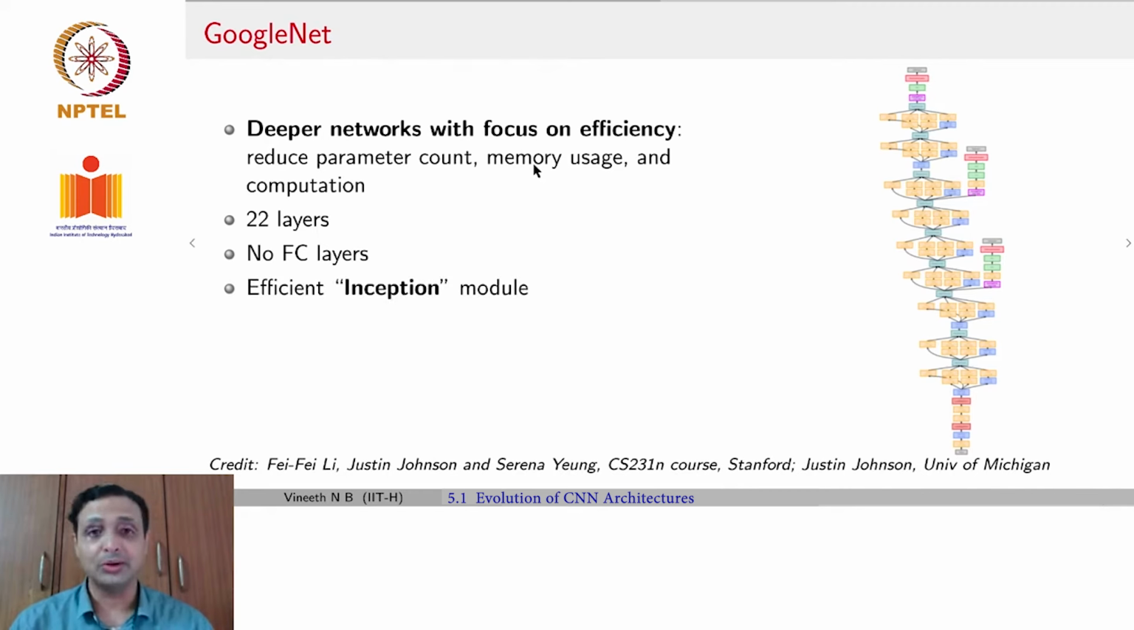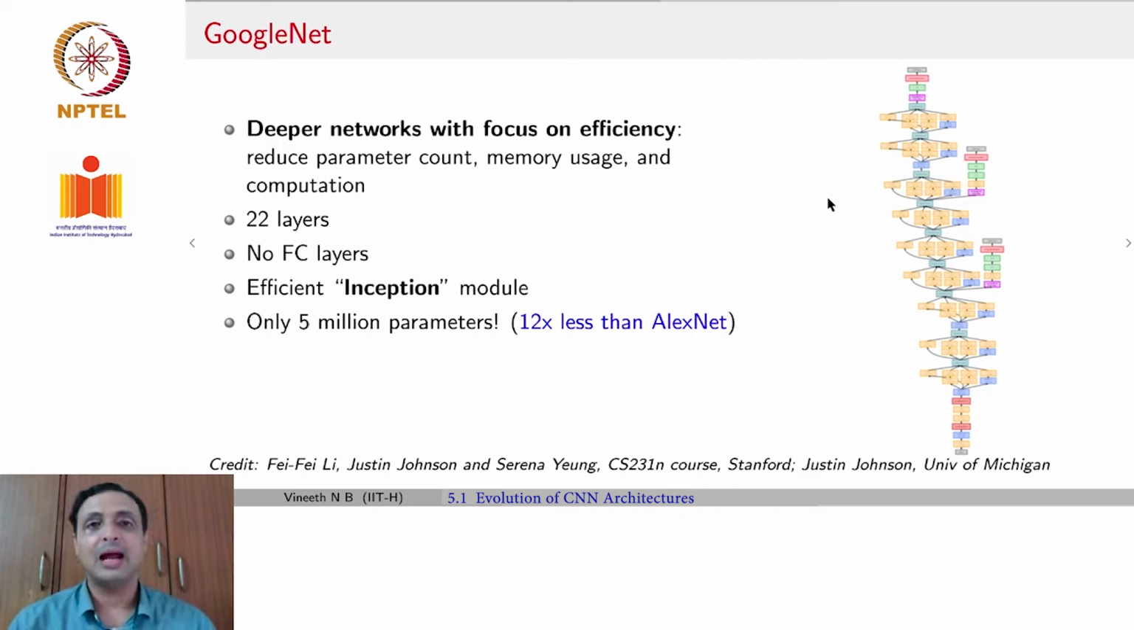And what else did they introduce? They introduced a module known as the Inception module, which we'll describe in detail over the next few slides. Please don't worry if you're not able to see this figure carefully. We'll describe it in more detail over the next few slides. It had a total of 5 million parameters, which was 12x less than AlexNet and significantly lesser than VGG.